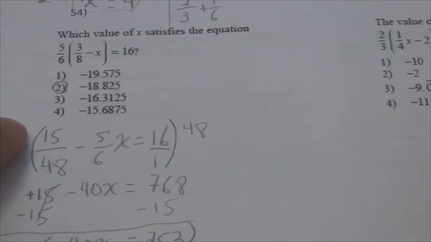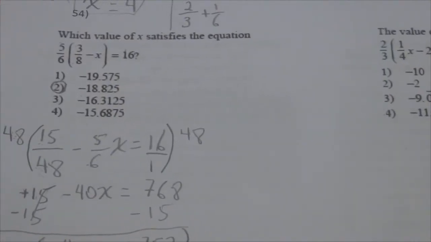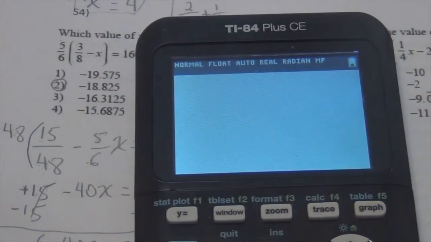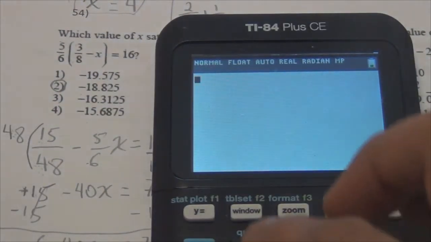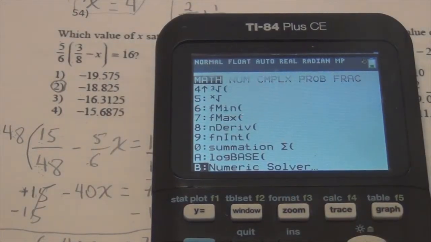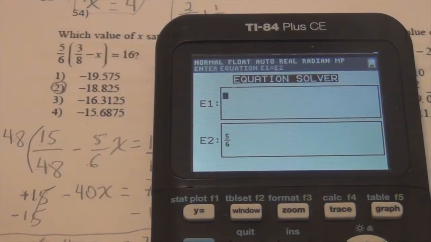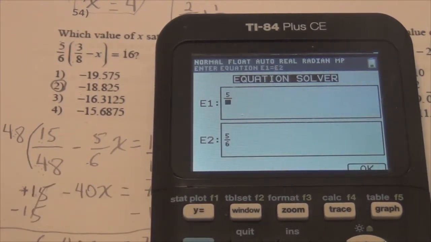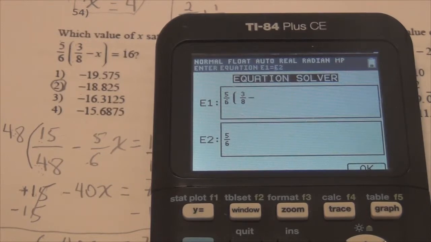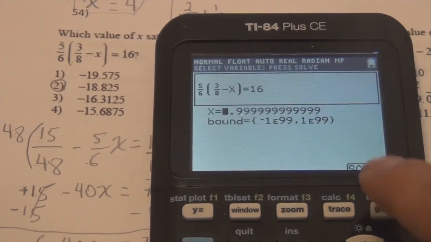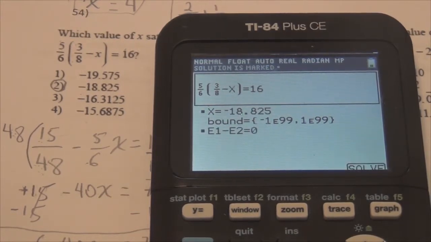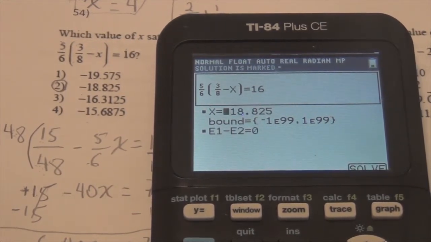Oh, by the way, if I had done it on the calculator, would I have gotten the same thing? Let's try it. Only those of you who have this calculator, good job. If you don't, then too bad. So press math. And there you have it. Solving equations the easy way.